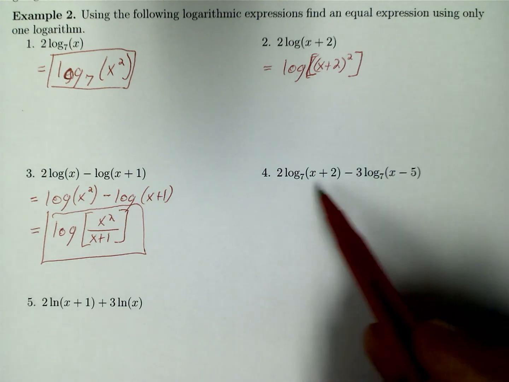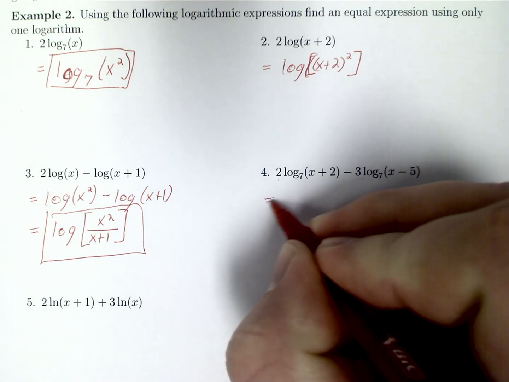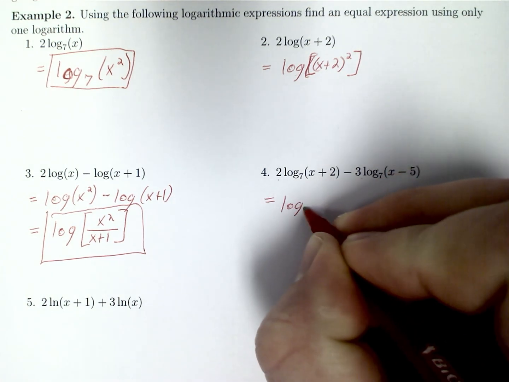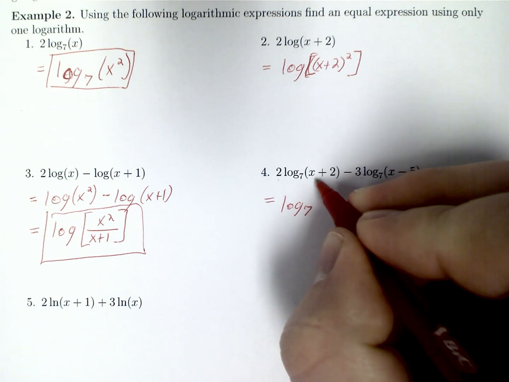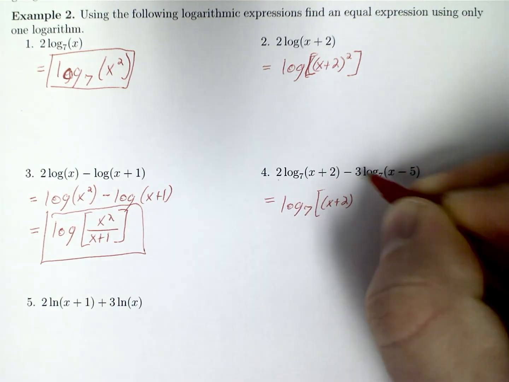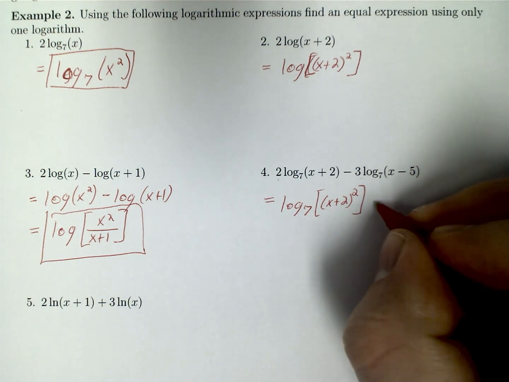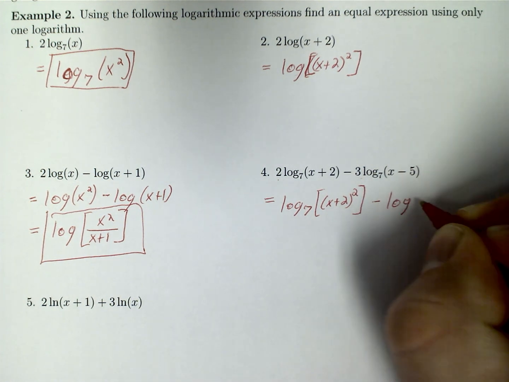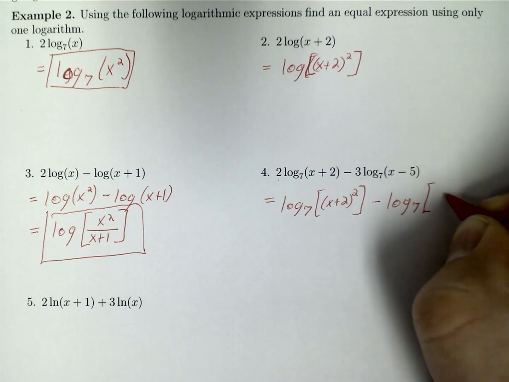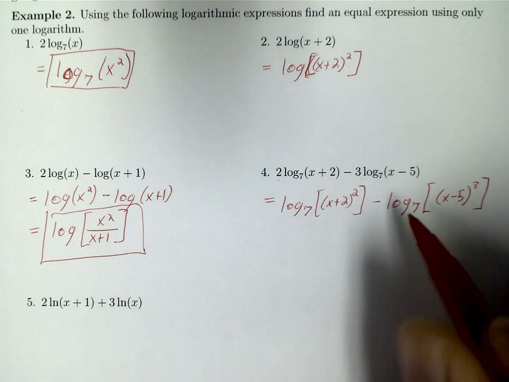Number 4, again, we see the coefficients, and then we'd put those as exponents. So log base 7 of, again just to be extra explicit here about what's going on, x plus 2 quantity squared minus log base 7 of x minus 5 quantity cubed.